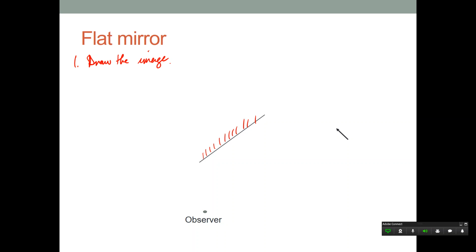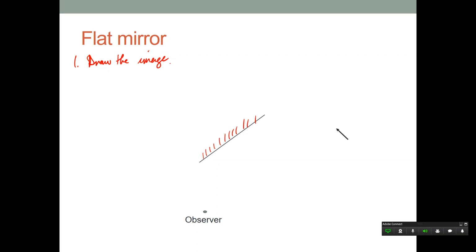Now, the first thing that you need to do, step one, is draw the image. Already, Jan? We're done? Step one, draw the image. Now, we kind of know where that image is going to be. Someone have a guess where that is? Yeah, Max? You're right, it's the same distance. What's the distance right now?